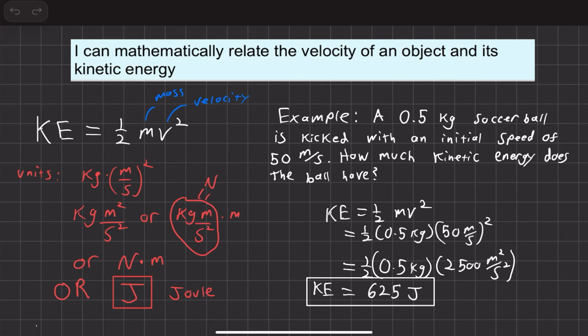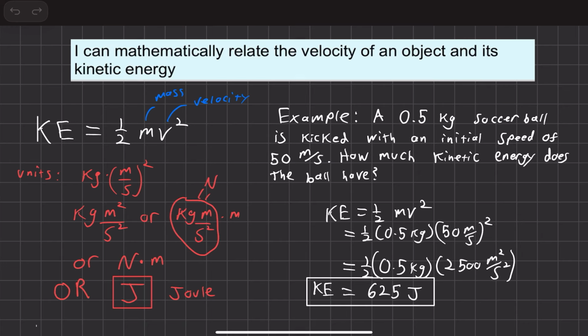One thing we should notice, mass is a scalar value. It could never be negative. Negative mass does not make sense. And velocity can be negative, but when we square velocity, if it was negative, it's going to become positive. So this value for kinetic energy can't be negative. And that's fundamental because kinetic energy is a scalar value. It doesn't have a direction associated with it.